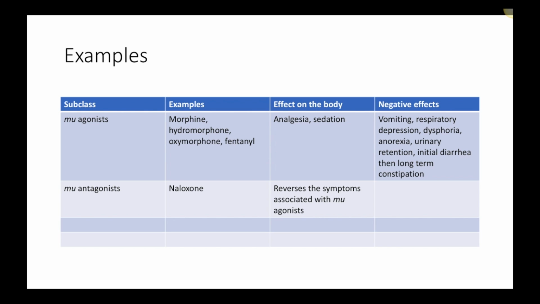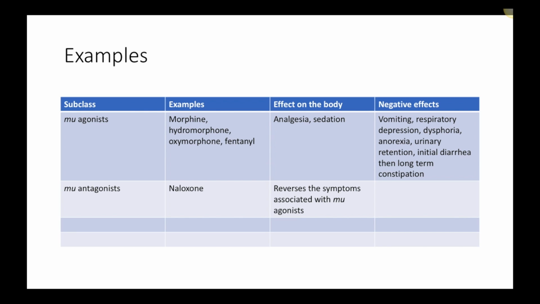Respiratory depression, we can get dysphoria. So if we give too much of the drug to the animal, instead of euphoria, like a good feeling, they get dysphoria, where essentially they're hallucinating. They can be anorexic, so not eating. They can hold their urine because they get urinary retention, initial diarrhea potentially, and then long-term constipation. So long-term opioid use can cause constipation.